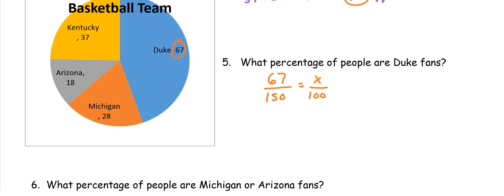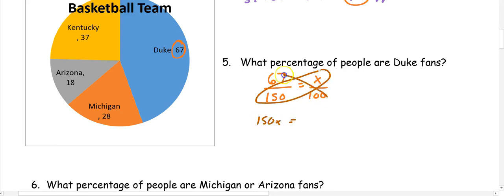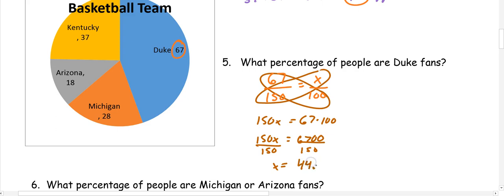So what we're going to do then is cross multiply. So we get 150x equals 67 times 100. So 150x equals 6,700. So we're going to divide by 150 on both sides. And we get a decimal. So we're going to round to the nearest tenth. So we get 44.7%.